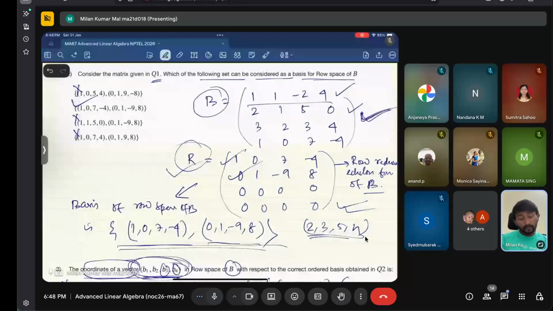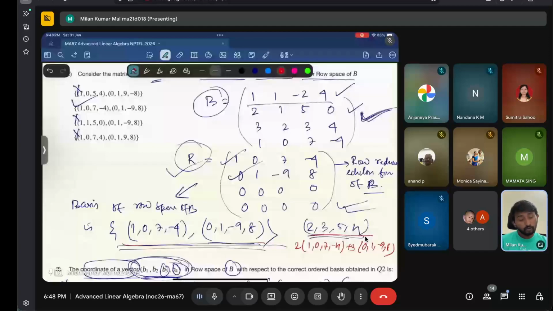Now if (2, 3, 5, 4) is actually a linear combination of these two vectors, what do I have to get? I have to take 2 times (1, 0, 7, -4) and 3 times (0, 1, -9, 8), because this is the only way one can get 2 in the first place and 3 in the second place. You have to multiply 2 here and 3 here, otherwise you will not get it. That's where linear independence and dependence actually help.